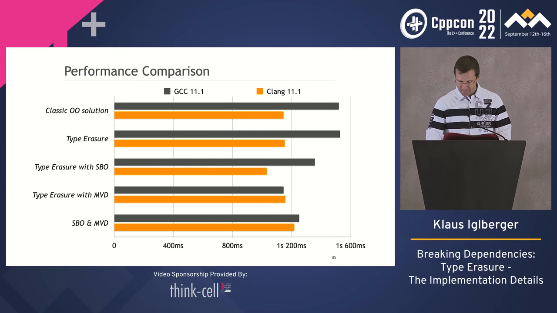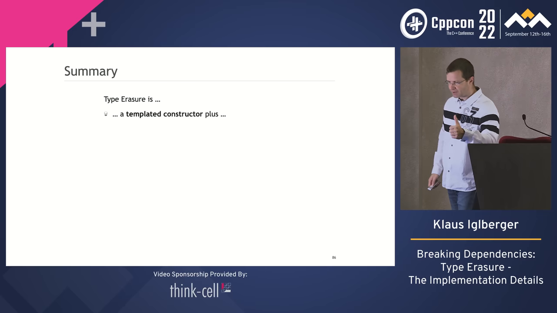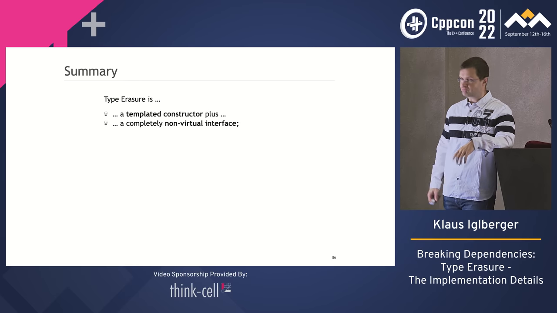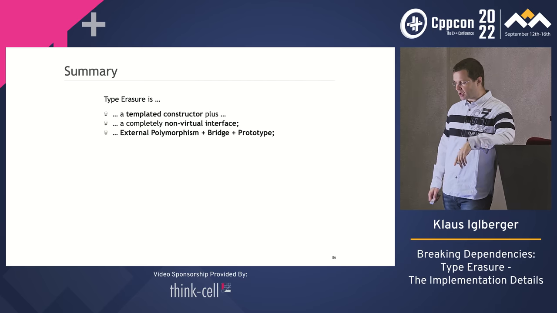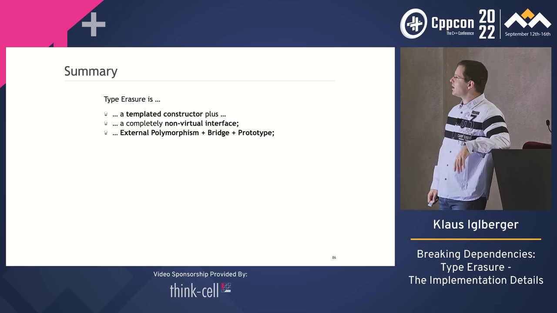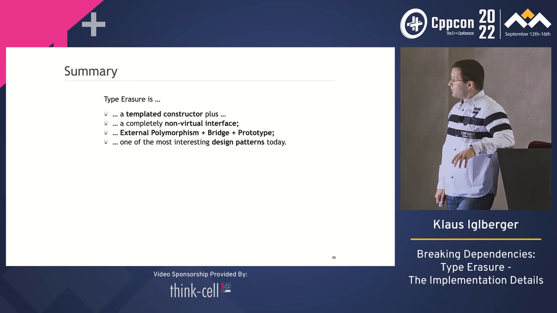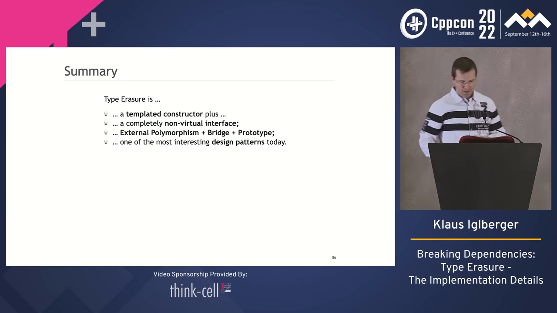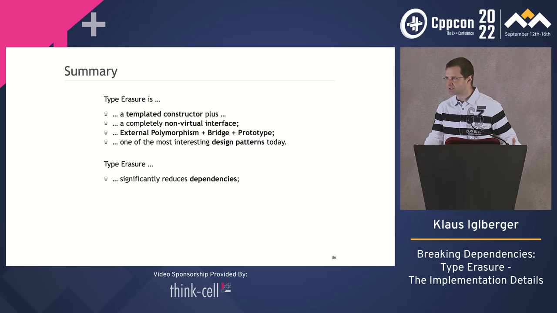All right, so as a summary, Type Erasure is first a templated constructor plus a completely non-virtual interface. So everything virtual is kind of hidden. And it is a combination of a couple of very, very powerful design patterns: external polymorphism, bridge, and if you want copyability, also prototype. But after all, I believe one of the most interesting design patterns today. It achieves significantly reduced dependencies. That's why I would definitely reach for that.